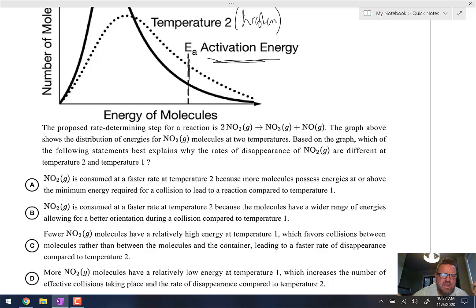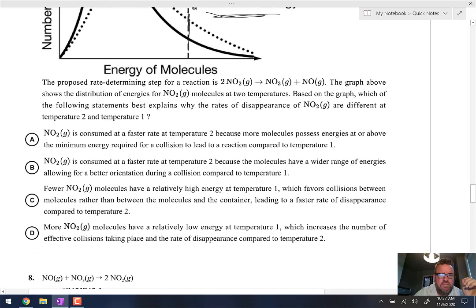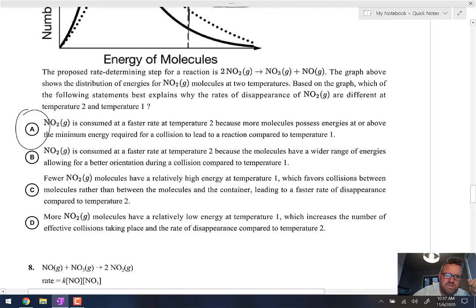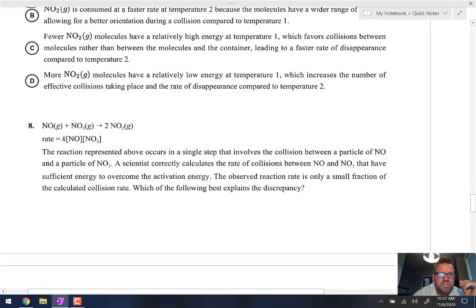Okay, letter C. Fewer NO2 molecules have a relatively high energy at temperature 1, which favors collisions between molecules rather than between the molecules in a container, leading to a faster rate of NO. And D, more NO2 molecules have a relatively low energy at temperature 1, which increases the number of effective collisions. Again, that doesn't make any sense at all. At the higher temperature, you would have more effective collisions. Correct answer is A. Okay, question number 8.